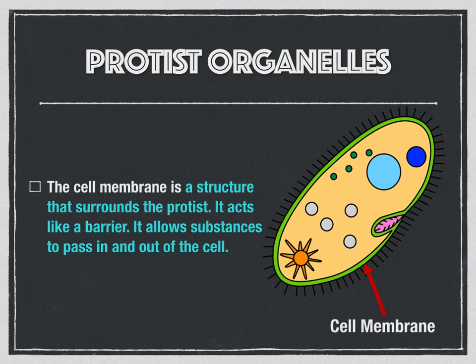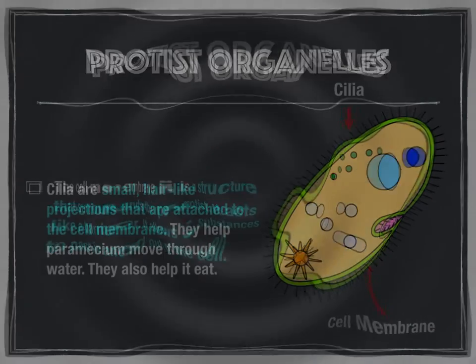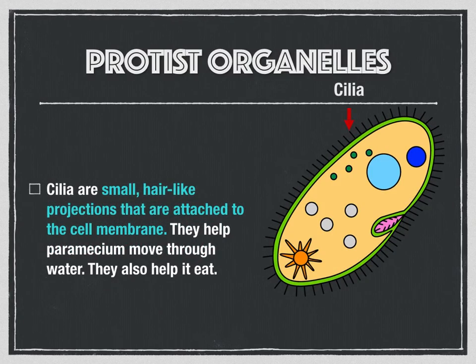The cell membrane is a structure that surrounds the protist. It acts like a barrier. It allows substances to pass in and out of the cell. Cilia are small hair-like projections that are attached to the cell membrane. They help Paramecium move through water. They also help it to eat.